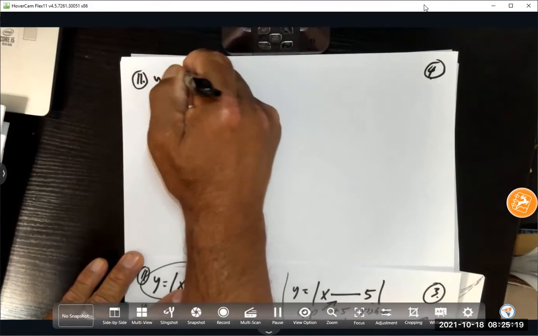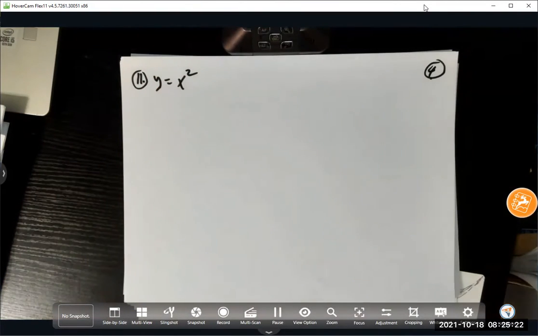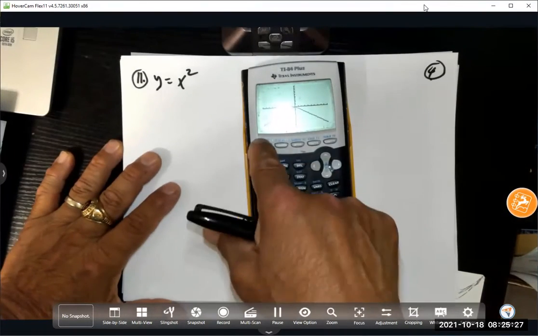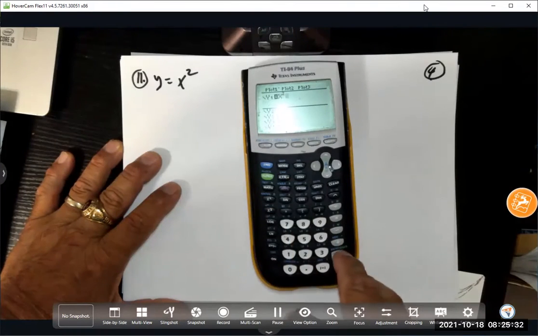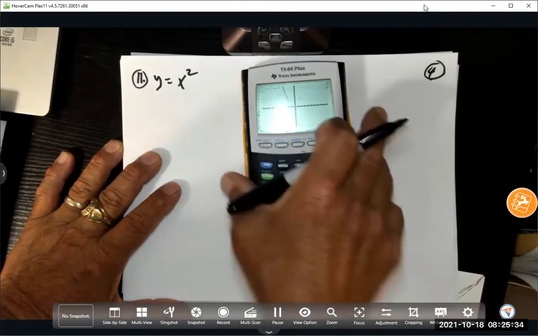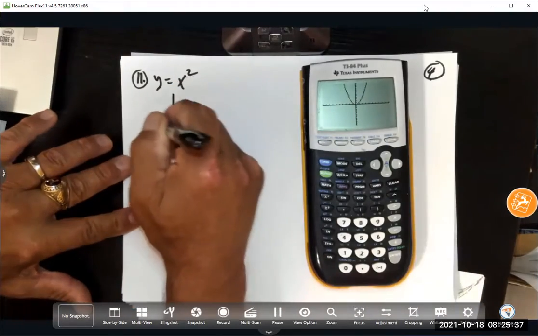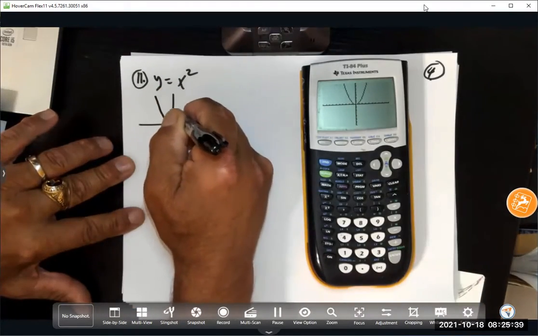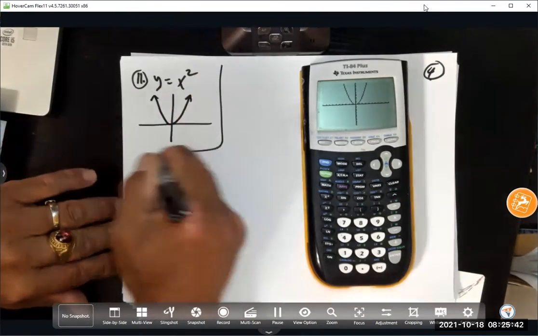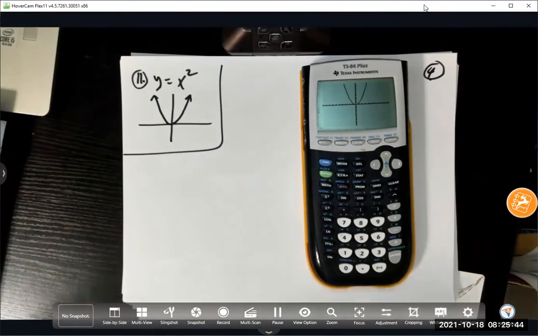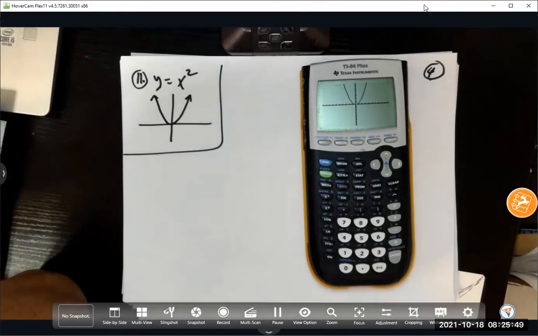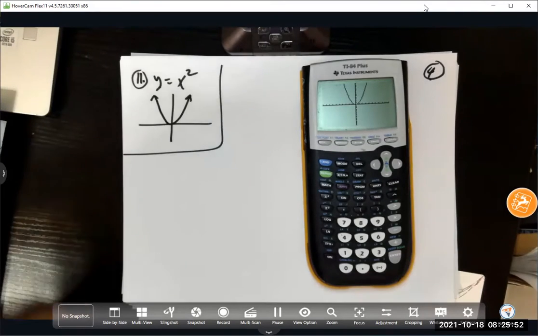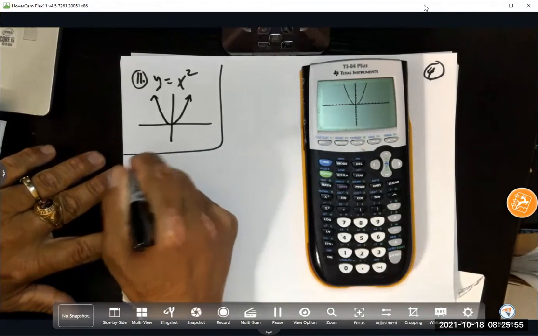You say y equals x squared. We know what it is, but do it again anyway. Y equals x squared. What does that look like? Is this a parabola? Yes, it opens up. Let's put it in there. So x squared, enter, hit graph. It just goes up like this. Like that. There you go. Everybody got y equals x squared? Yes or no? Yes, sir. All right. Number 11.